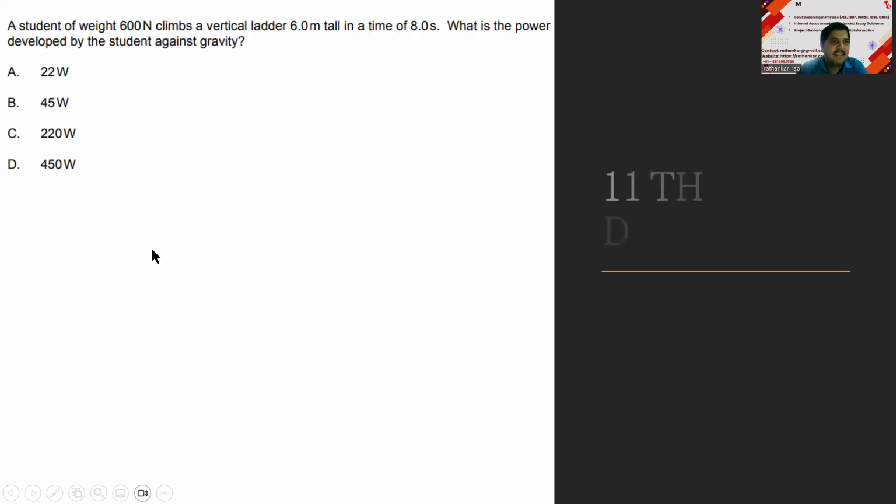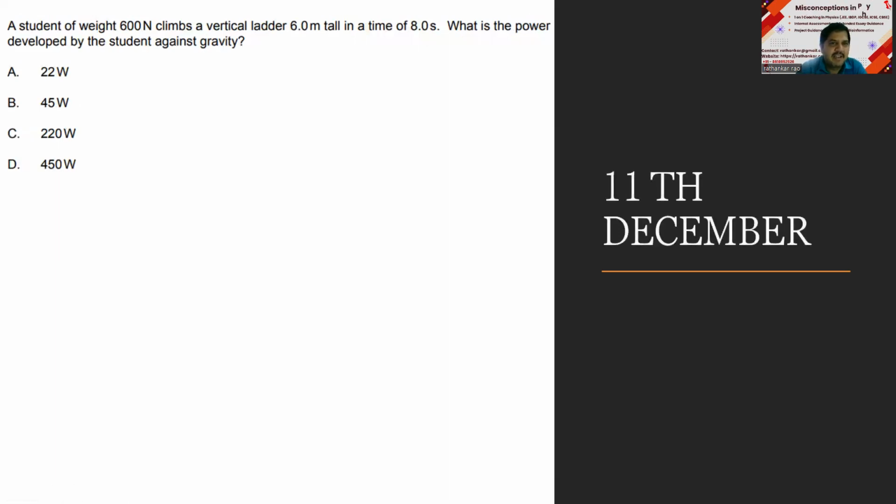Okay, next. A student of weight 600 newtons climbs a vertical ladder 6 meters tall in a time of 8 seconds. You have the force, you have the distance, you have the time. What is the power developed by the student against gravity? Very, very easy question, just a substitution, nothing else. Substitute the parameters. I'm not going to tell you the formula. You think about which formula should be used for the expression for power, which relates all three parameters, and then try doing it.